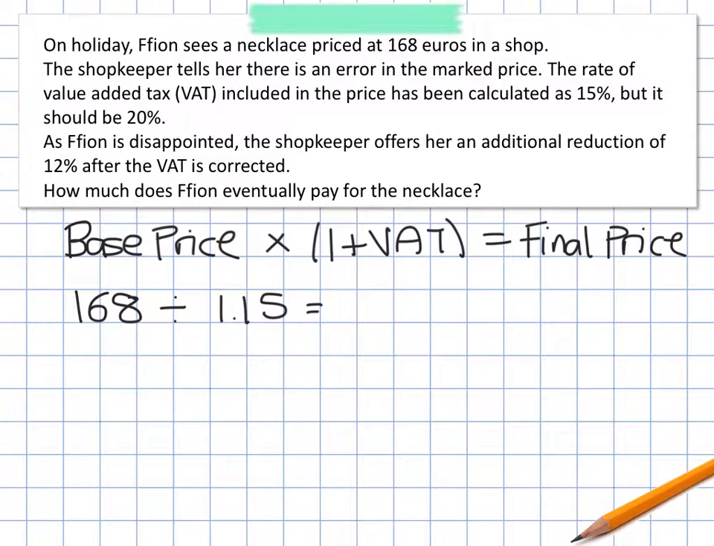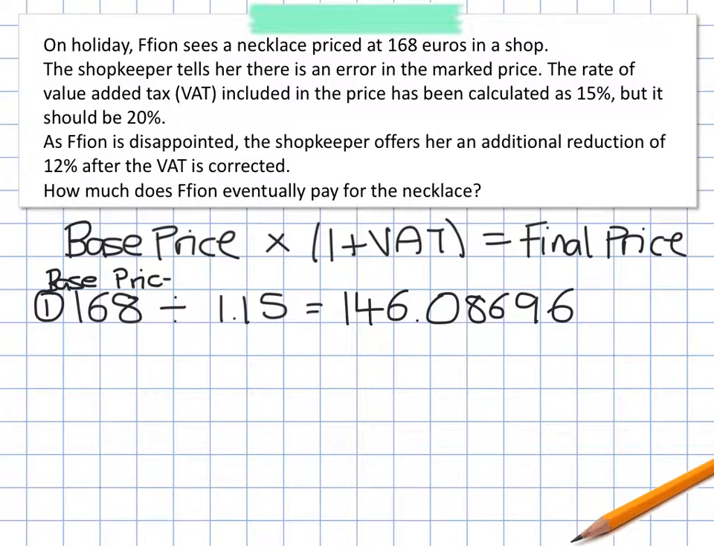So we've got 168 divided by 1.15, and that gives us 146.08696. I'm going to give a lot of decimal places here because I'm doing several steps in my calculation. Okay, so that's step 1. Now I've got the base price. So once I've got the base price, we can then do the correcting to the 20%.